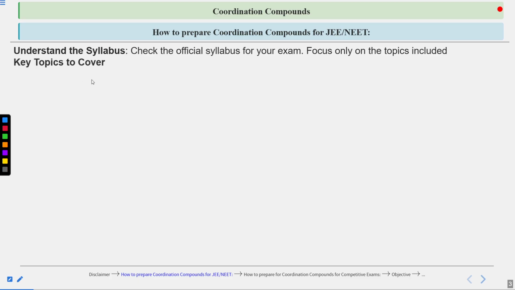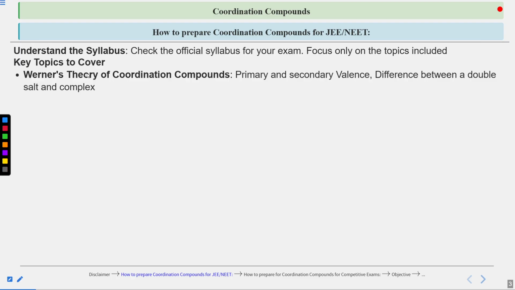Key topics that you can cover from this chapter. First of all, Werner's theory of coordination compounds, where you will discuss the primary and the secondary valence, and the difference between a double salt and a complex. So you can cover these topics, which are considered key topics to understand this chapter very well.